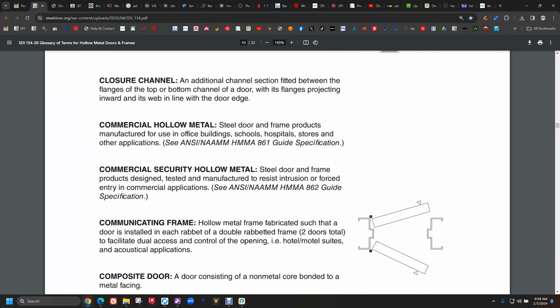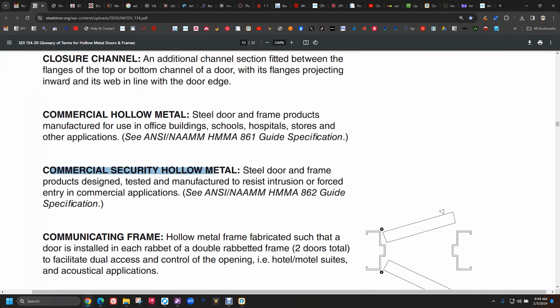Commercial security hollow metal could certainly mean lots of things, and we will switch to the screen view and take a closer look at not only the definition but the supporting documentation that the SDI glossary refers to. Let's do that now. Here's the definition: commercial security hollow metal, steel door and frame products designed, tested, and manufactured to resist intrusion or forced entry in commercial applications. See ANSI NAM HMMA 862 guide specification.